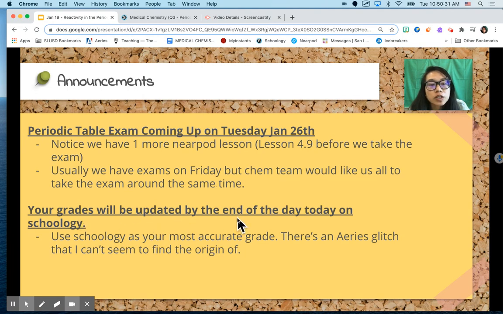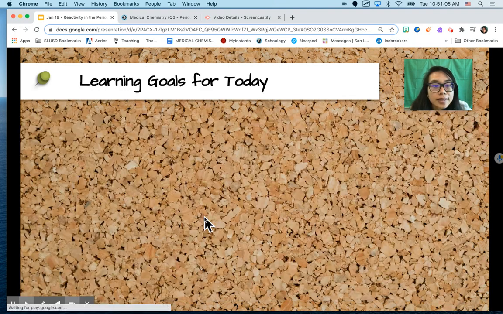Know that your grades will also be updated at the end of today. They've actually been updated as of right now, Tuesday, 10:50 a.m. Please use Schoology to check for your most accurate grade. I noticed that there's a glitch in Aries that I can't seem to find the origin of, but it's creating like a 4 to 5% difference in your grade. So please use Schoology as your main way of checking what your grade is.